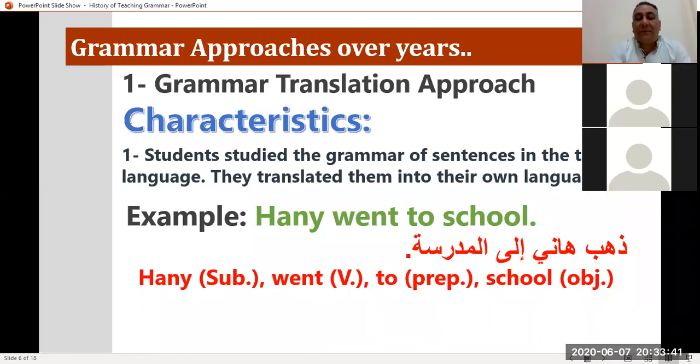We have an example here: Hani went to school. If I'm a teacher 150 years ago, I'll teach it like that. I'll teach this formula. هاني went to school يا أولاد معناها هاني ذهب إلى المدرسة. هاني فاعل subject، went verb فعل، ذهب، to إلى preposition حرف جر، school objective مفعول به، مفعول به منصوب بالفتحة.